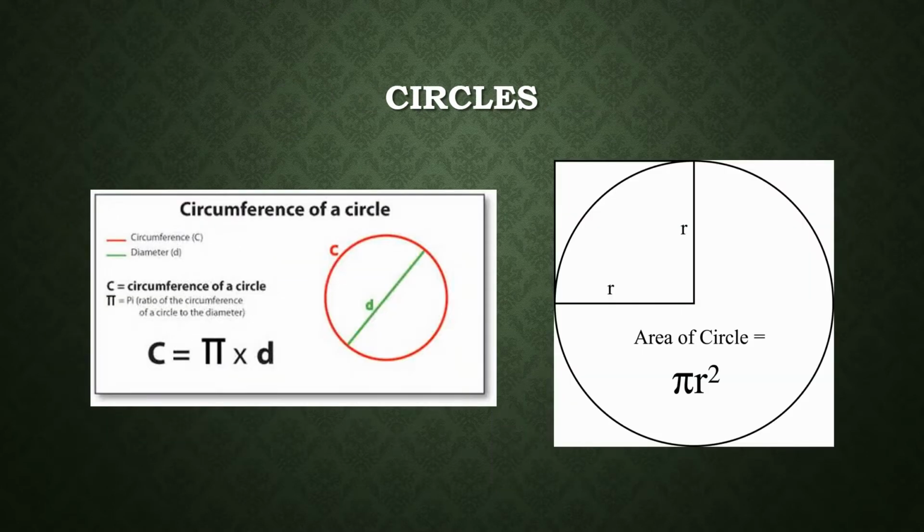Next we have the circumference of a circle, which is pi times diameter. So we do need to familiarize our students with what pi is, and then the area of a circle, which is pi times r squared, radius squared.